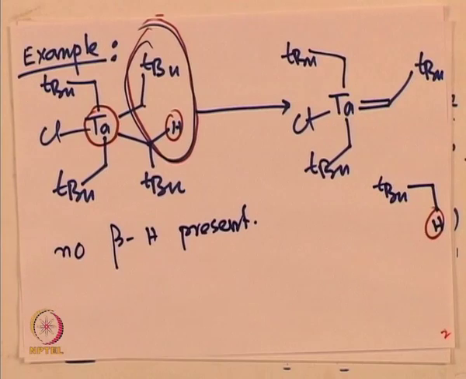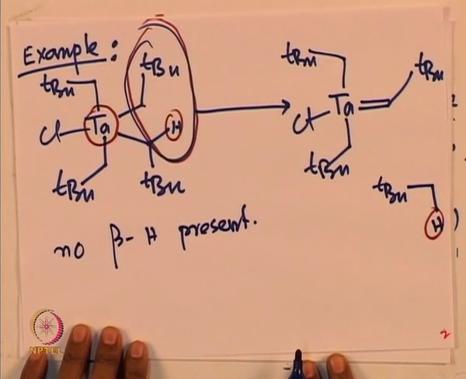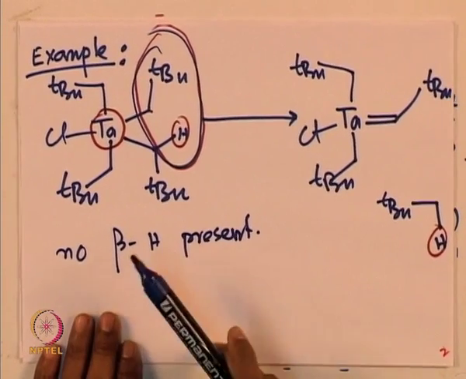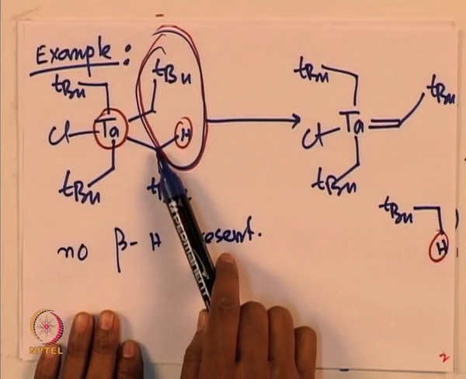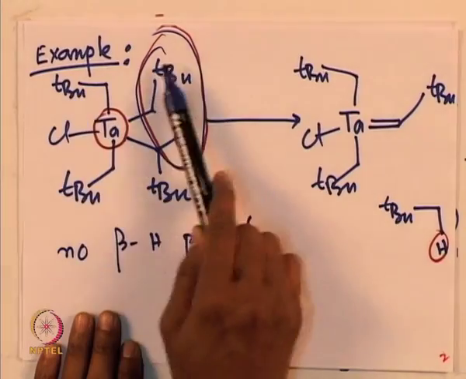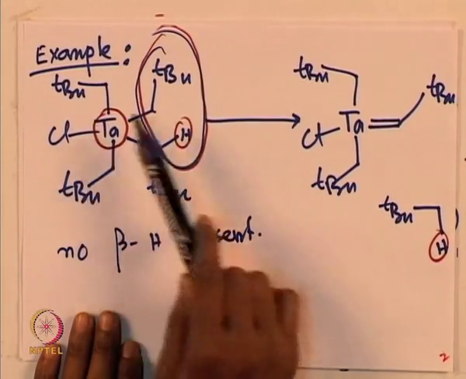That is no surprise. On the other hand, there could be another alternative mechanism, that is alpha elimination. Before drawing that, let's look one more time carefully. There is only alpha hydrogen present, no beta hydrogen present at any of these alkyl groups.